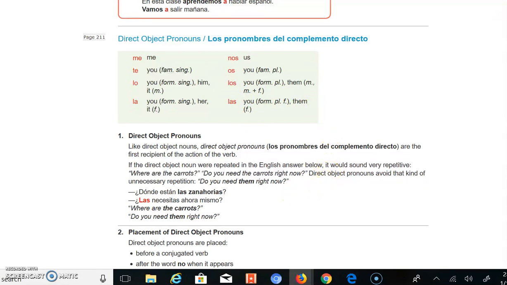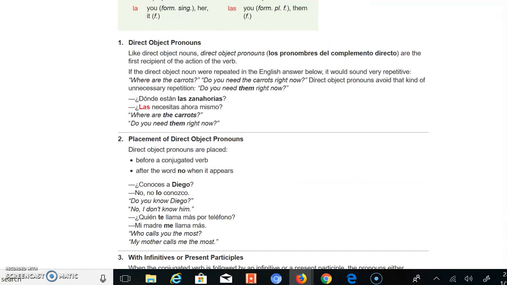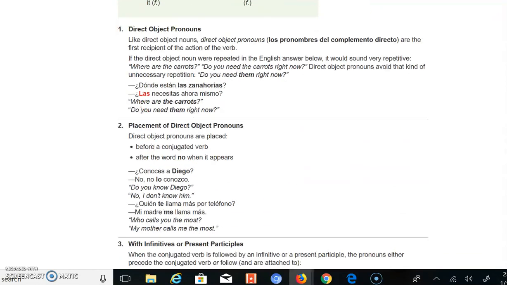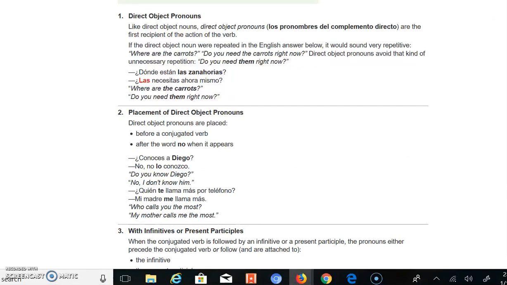So to review that, direct object pronouns are the first recipient of the action of the verb. Where are the carrots? The carrots are the object of the verb are. Do you need the carrots? The carrots are the object of the verb need. Do you need them right now? Them is a pronoun standing for the carrots. ¿Dónde están las zanahorias? ¿Las necesitas ahora mismo? Okay, so you get it.